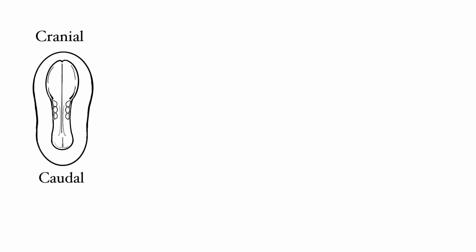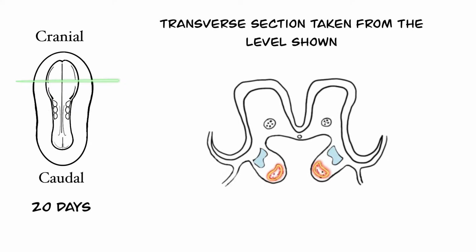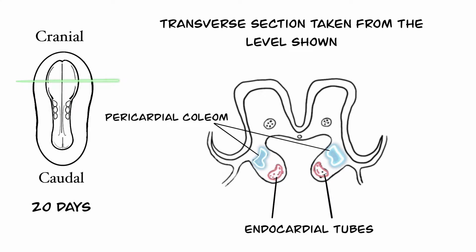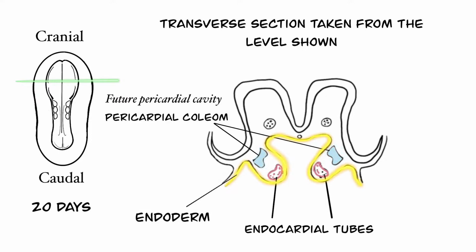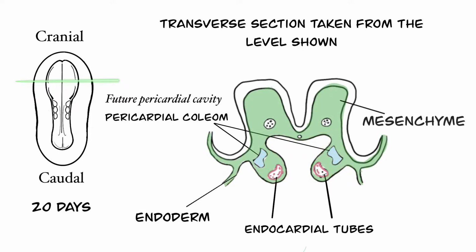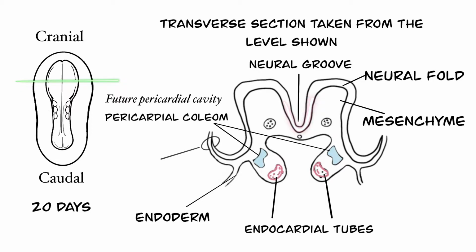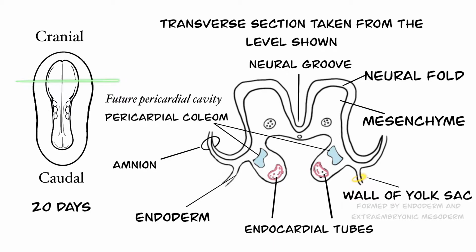To get into a little more detail, let's take a transverse section on the 20-day embryo. In a transverse section taken from the level shown, there are endocardial tubes, pericardial sulcus, it will form pericardial cavity later, endoderm, mesenchyme, neural fold, neural groove, amnion, wall of yolk sac. This is formed by endoderm and extraembryonic mesoderm.